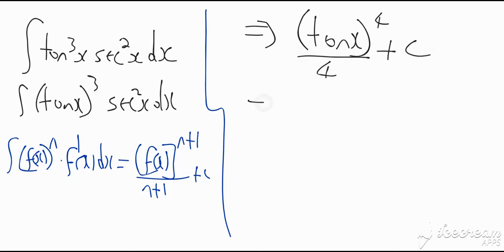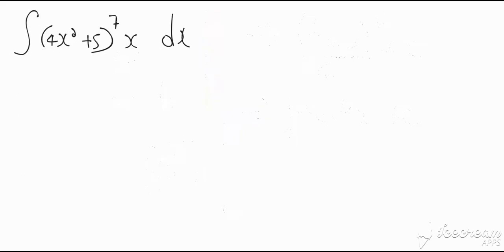And of course, you can always go back and refine it, right? So you're going to have tan to the 4x, which you can write, and you could probably put the 4 out here. So we have a quarter tan to the 4x plus the constant of integration. And there goes your answer. Here goes the next question.